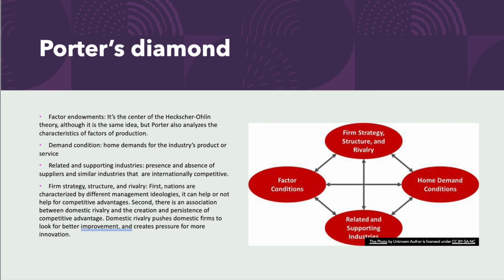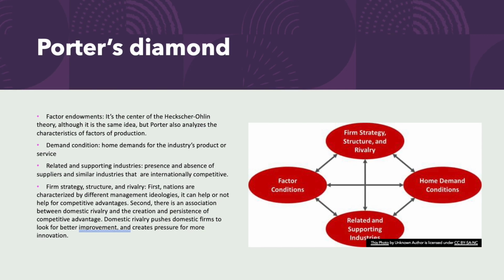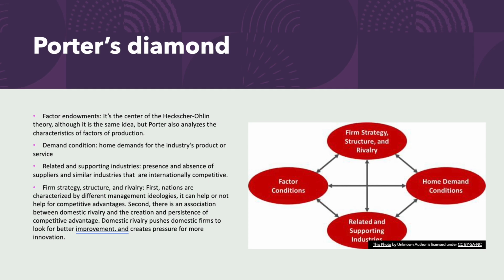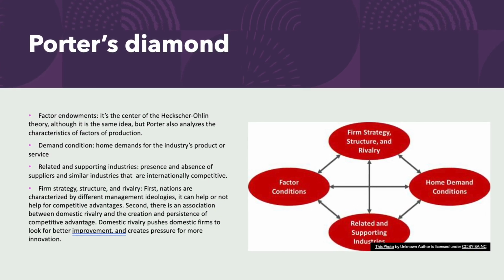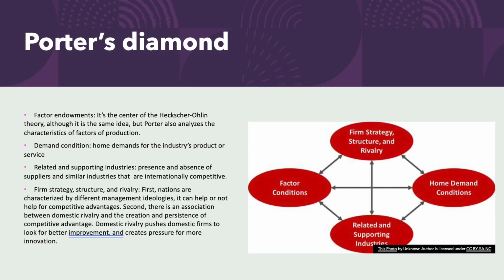The four attributes. Factor endowments is the center of the Heckscher-Ohlin theory, and it is the same idea, but Porter also analyzes the characteristics of factors of production. Demand conditions, home demand for the industry's product or service. Related and supporting industries, the presence or absence of suppliers and similar industries that are internationally competitive.